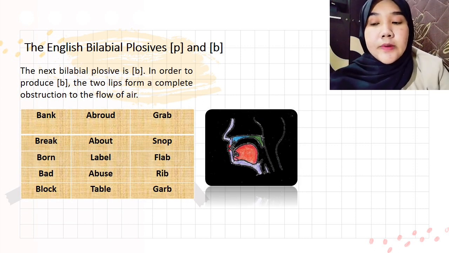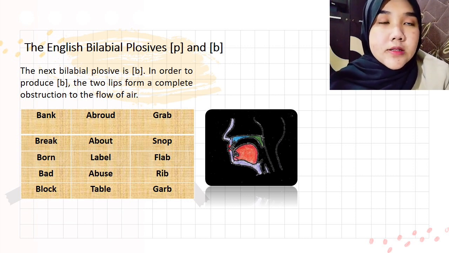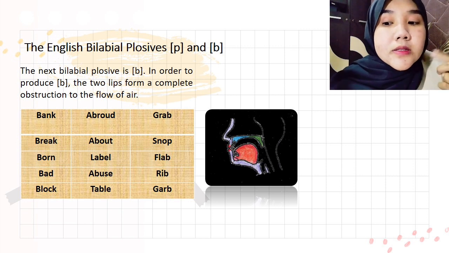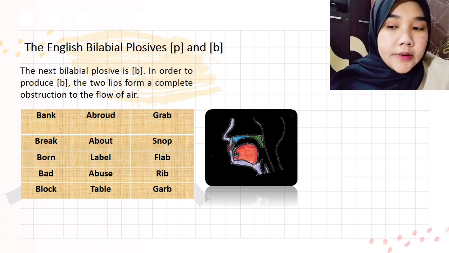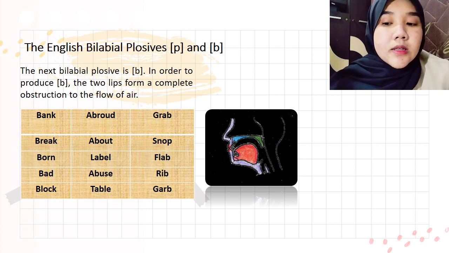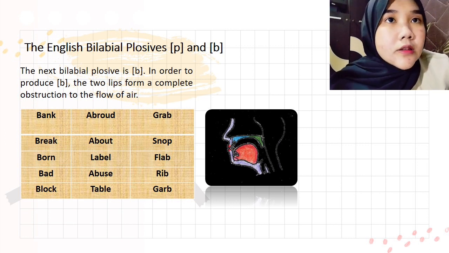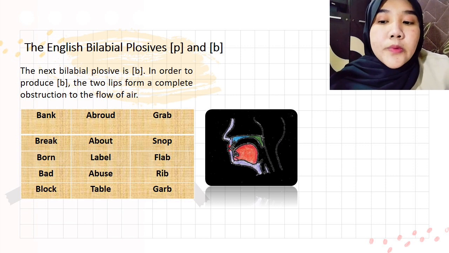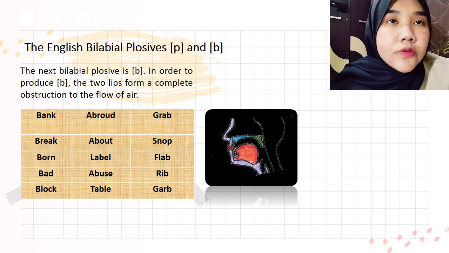The next bilabial plosive is b. In order to produce the b sound, the two lips form a complete obstruction of the flow of air. The air pressure increases in the mouth and then the air is abruptly let out. This is almost the same as the production of p. The only difference is the state of the vocal folds. The voiced bilabial stop b is distributed in all word positions.